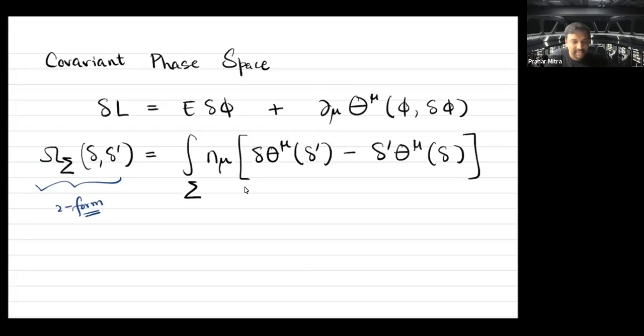Two form in what sense? It takes 2 arguments, delta and delta prime. These are vectors in the phase space, and it's antisymmetric in delta and delta prime by construction. So it's an antisymmetric 2 form. It takes 2 vectors as an argument and returns a number. You perform this integral, you get some number, and that's by definition a 2 form.